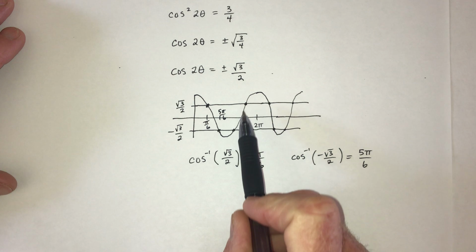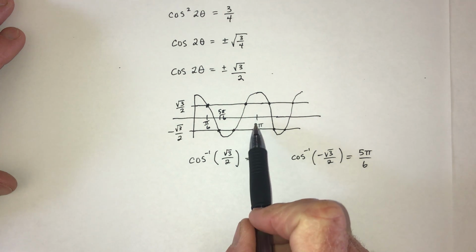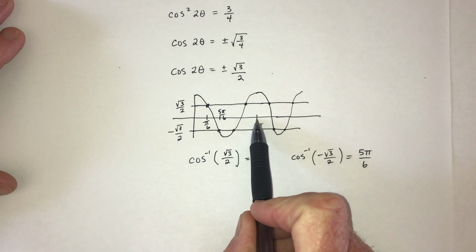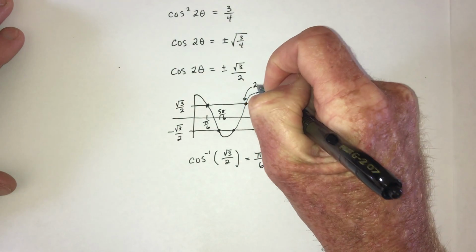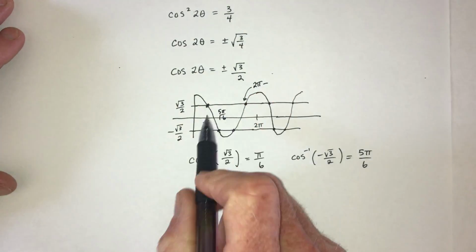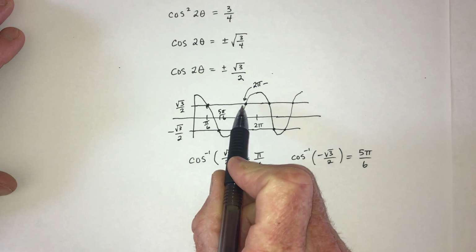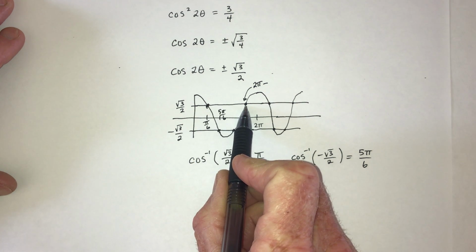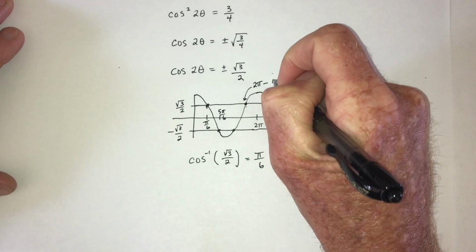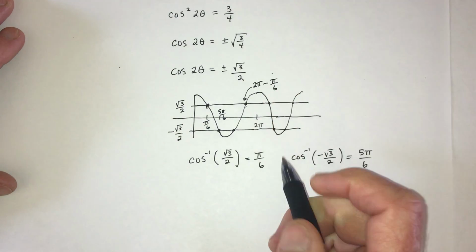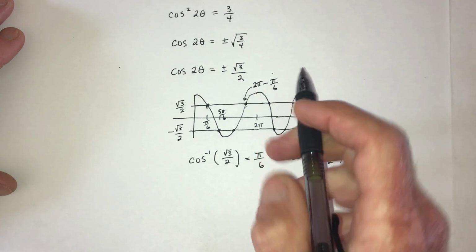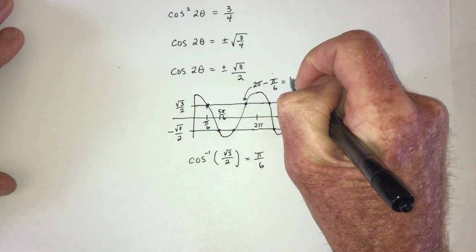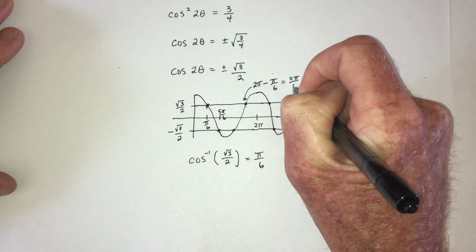Now, what about this one and this one? Well, this one is to the left of 2 pi. So this one will be 2 pi minus pi over 6. And then that would be 12 pi over 6 minus pi over 6. That's 11 pi over 6.